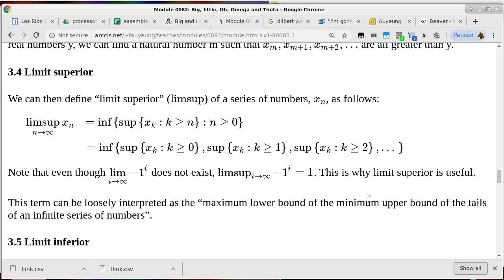What about when n equals 2? Well, when n equals 2, that means we are taking the supremum of x_k when k is greater than or equal to 2. What does that mean? That means we're excluding x0, we're excluding x1. From x2, x3, x4, and so on, what is the minimum upper bound? So we are taking the minimum upper bound in steps. And then we take all of those minimum upper bounds, and then we ask, of all of these minimum upper bounds, what is the maximum lower bound of that?